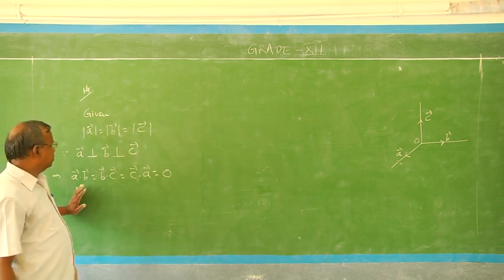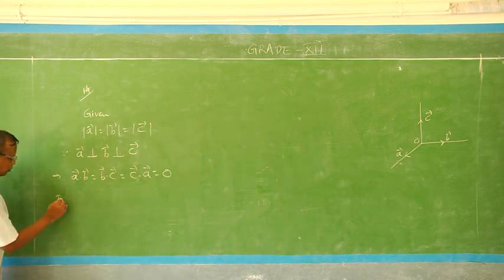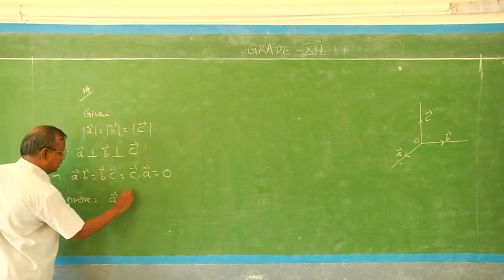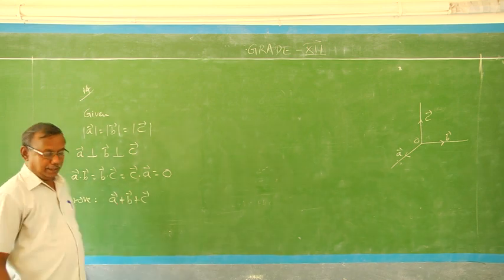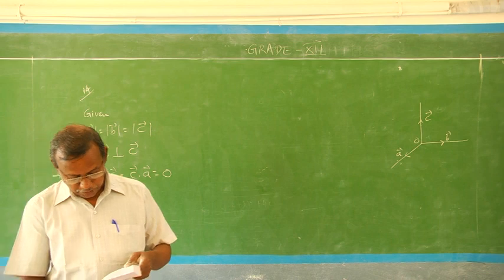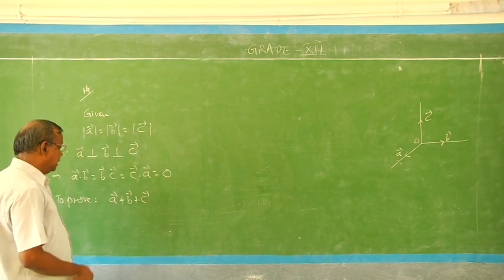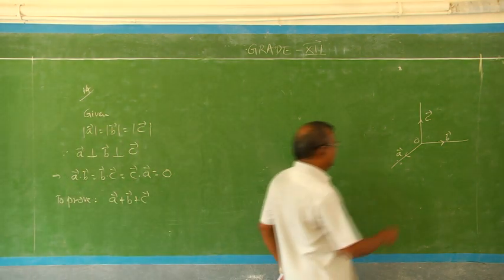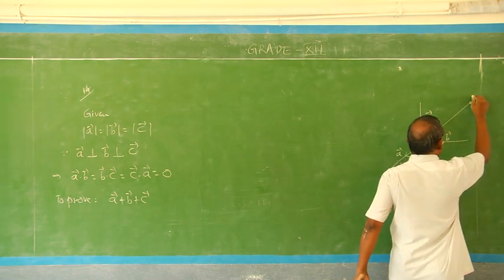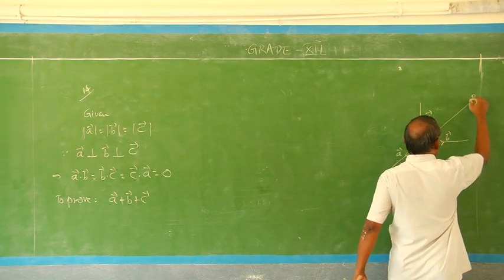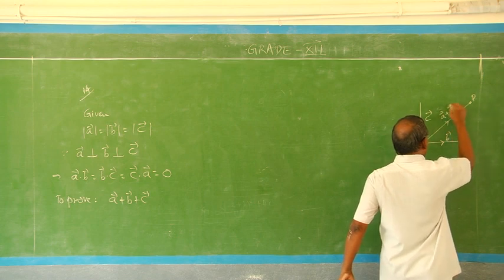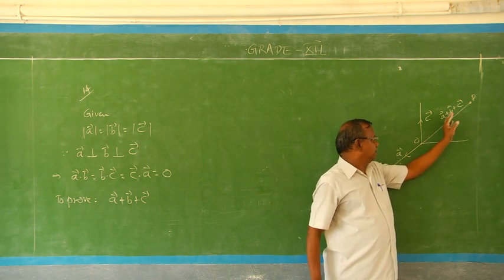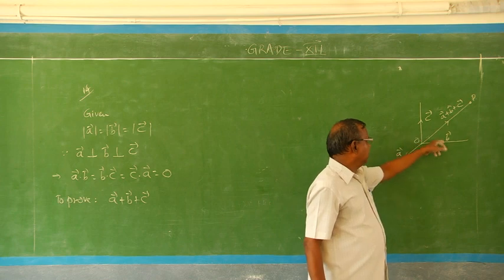Now we have to prove that the vector a + b + c is equally inclined to the vectors a, b and c. Let us consider any vector here in the space, say any point a, b, c. So take p = a + b + c. We have to show that a + b + c is equally inclined with a, b and c.